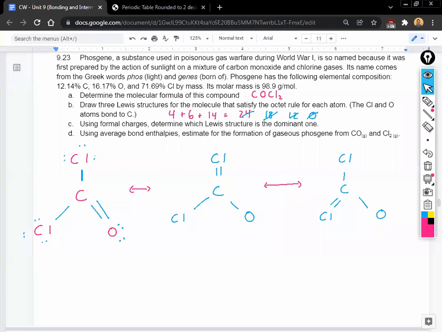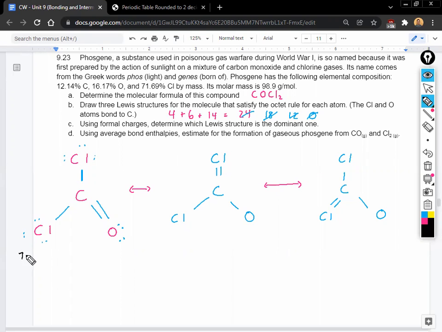All right, so let's go on to part C of this problem. We're gonna figure out which one is the dominant one using the formal charges, okay? We're gonna take a look at this one on the left first, and we're just gonna calculate the formal charge. So let's do that together, and then I'll have you guys try part D on your own.